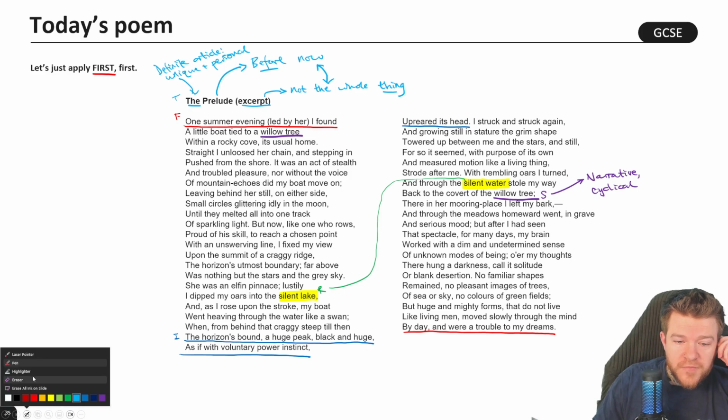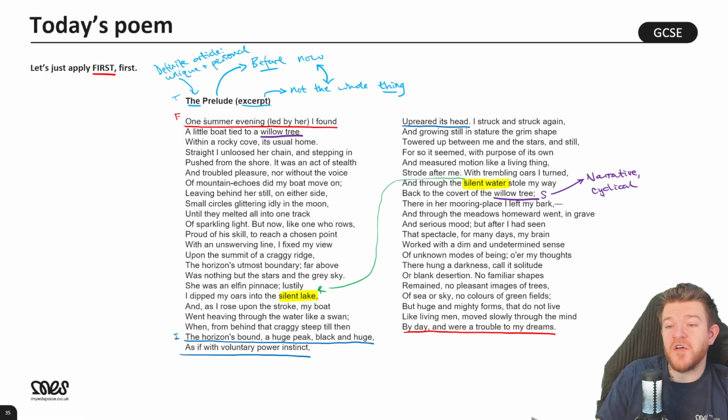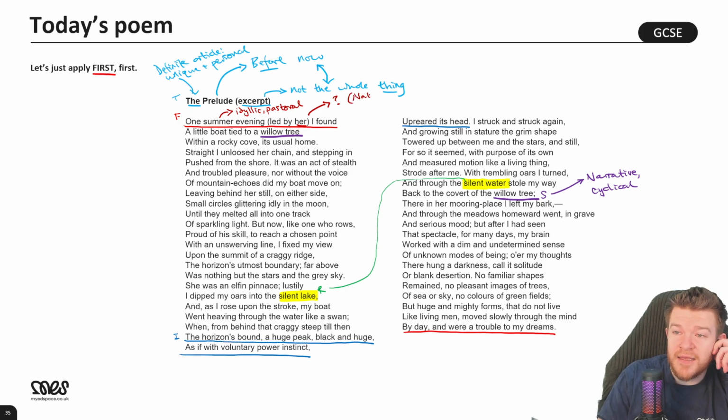Then we jump into our annotations of the first and last line. So "one summer evening, led by her, I found a little boat." Okay, so one summer evening, we get this idyllic pastoral impression to begin with, and then "led by her." Okay, who is her? Could it be nature? Remember that this is from a romantic poet. Perhaps, particularly if it is leading him into nature.